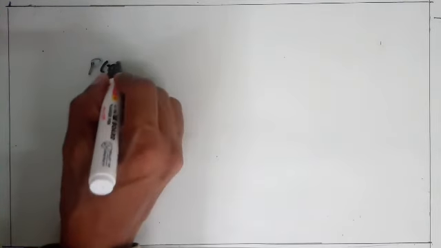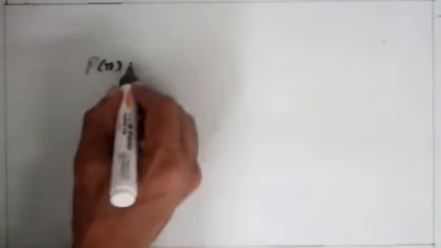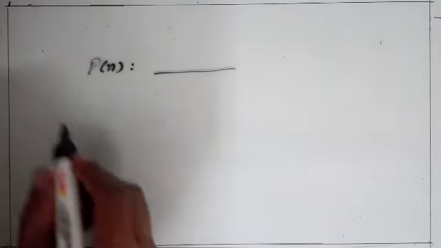Direct method, indirect method, by contrapositive method, and by contradiction method. Now in this new method, mathematical induction, first we denote the given statement by Pn. Right, here is the given statement.